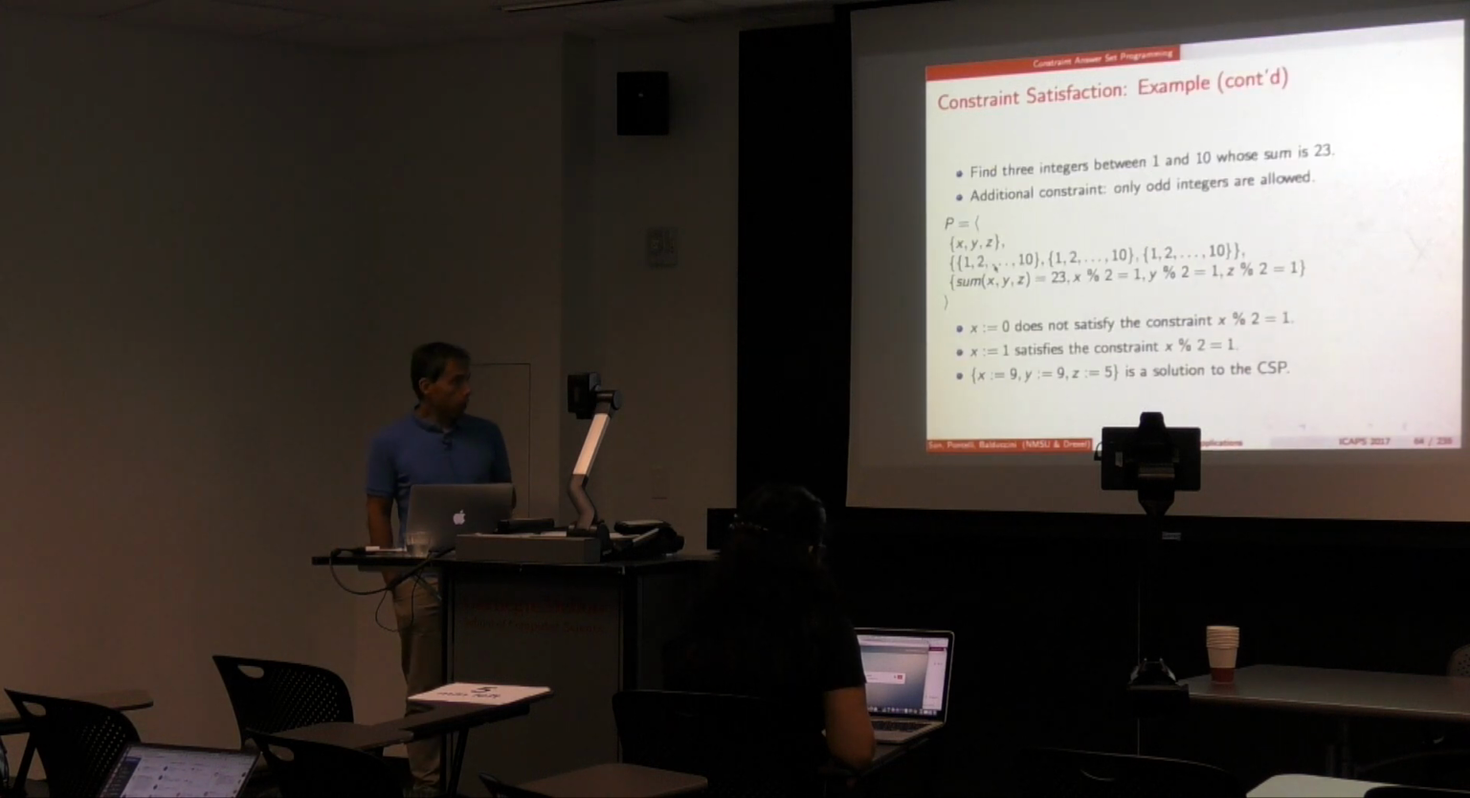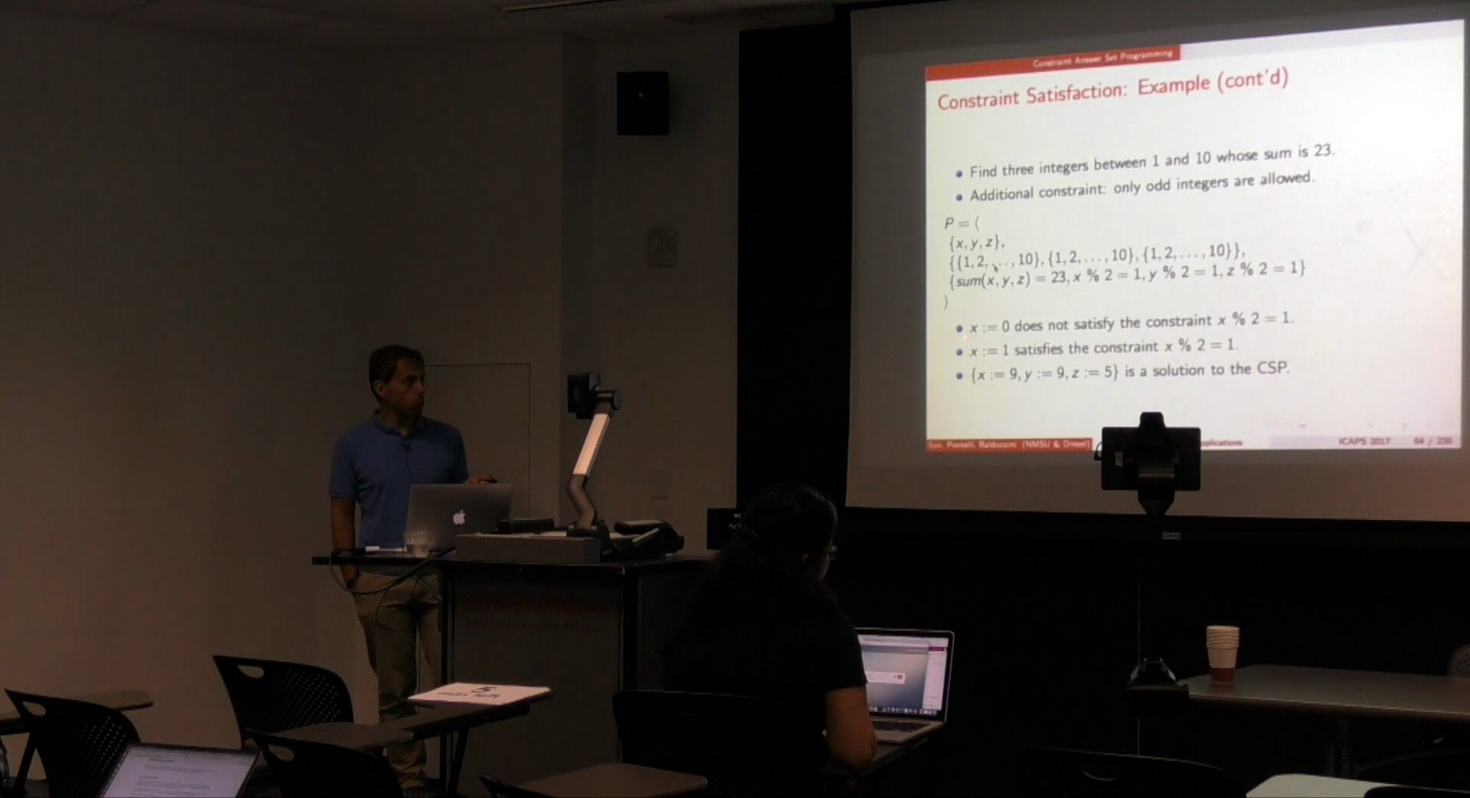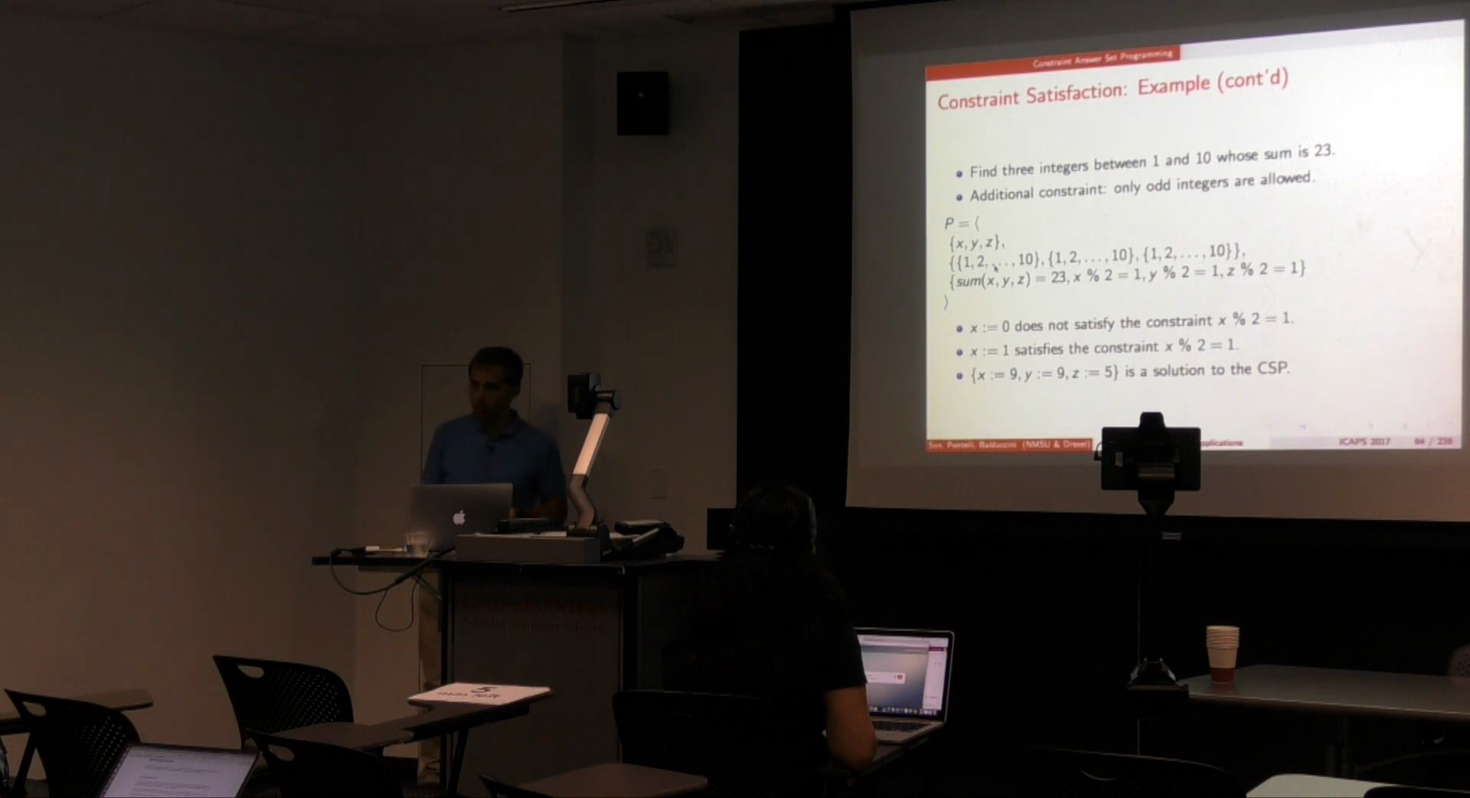So going back to our toy example, it's easy to see that the assignment that assigns value 0 to x does not satisfy the constraint that x must be odd, clearly. At the same time, assigning 1 to x satisfies that constraint. And if you pick, for example, 9 for x, 9 for y, and 5 for z, that's a solution to the whole CSP.